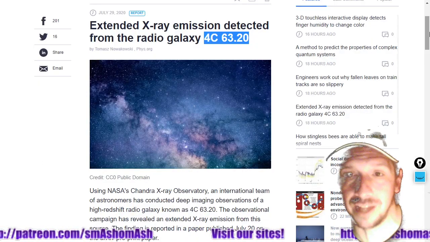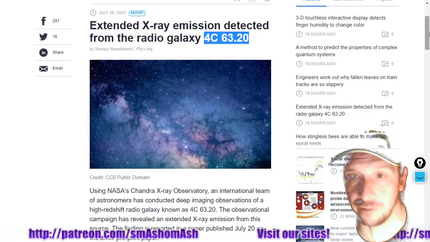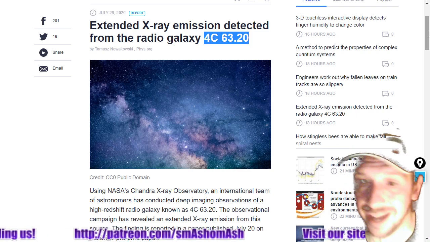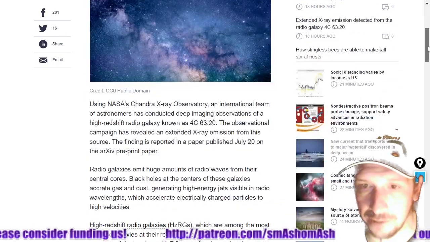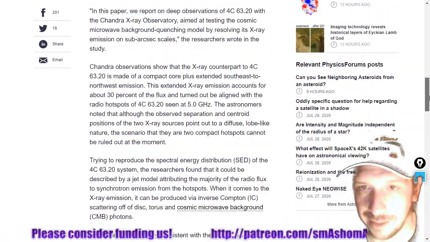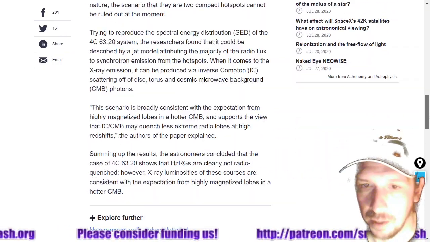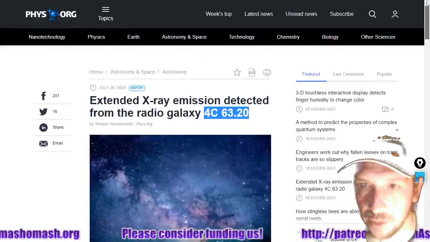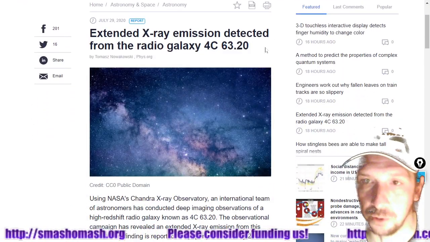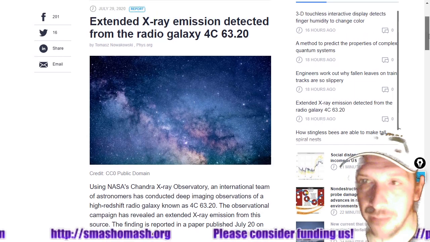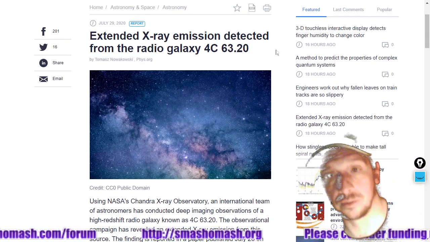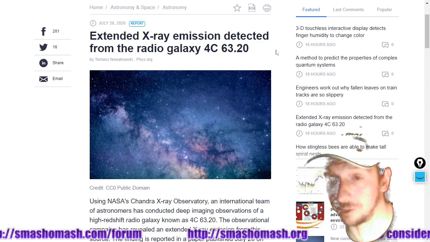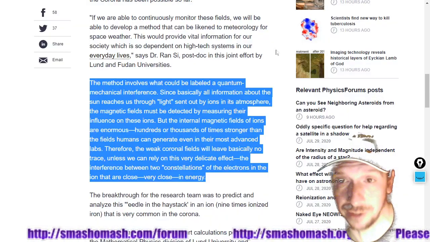We did see an extended X-ray emission from radio galaxy 4C 63.20. If you want to read about that, that's also in phys.org's astronomy and space section. It's not really that exciting, but we do talk about radio galaxies regularly, and our regular viewers are all too familiar with the most massive radio source in the sky, second only to the sun, massive radio galaxy 3C405, otherwise known as Cygnus A.